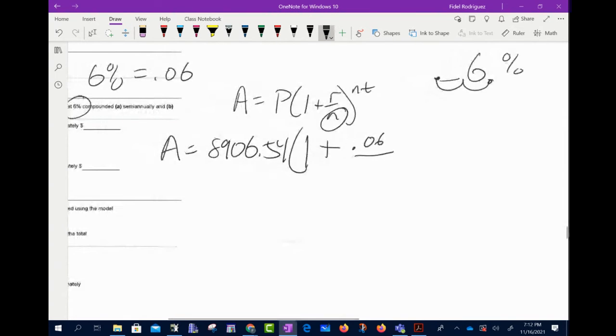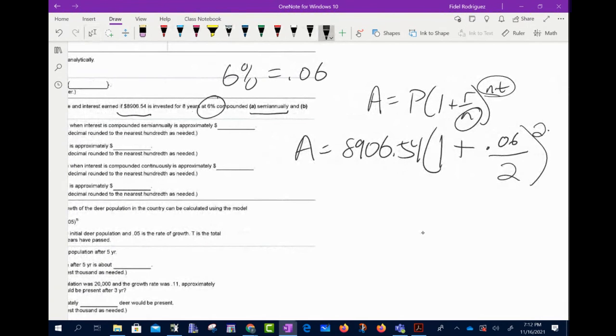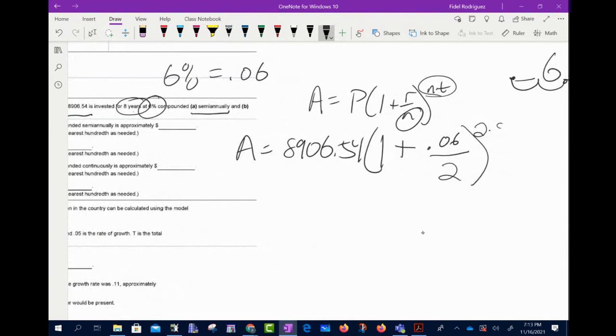The number n. N refers to how many times I'm compounding my money in a year. So when it says semi-annually, that means every half year, right? So if it's happening every half of a year, that means it's going to happen twice in 1 year, right? So my n is going to be the number 2. And then up here, if you notice, it's n times t, so 2 times t. T is my time in years, y'all. So in this case, it's the number 8.